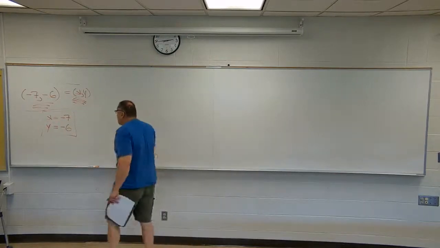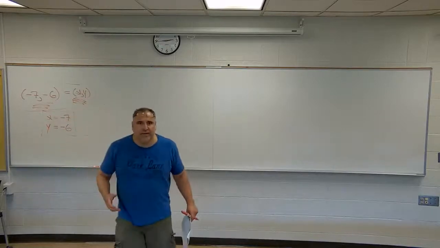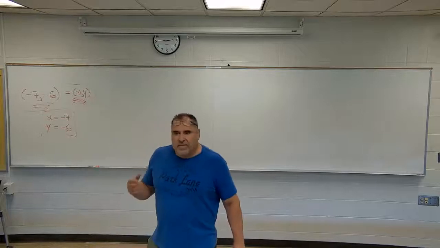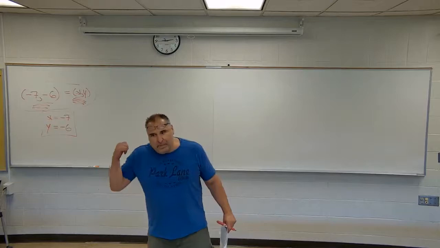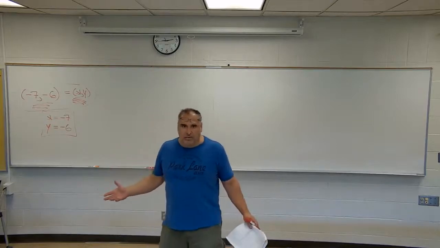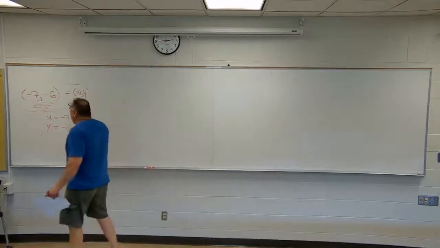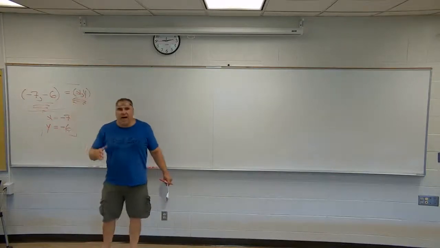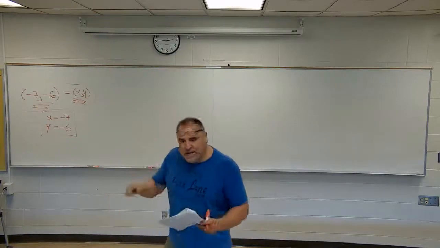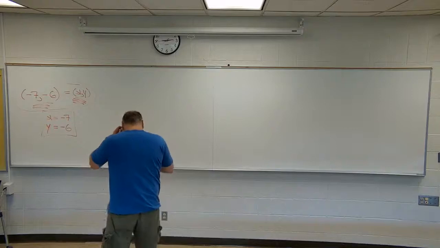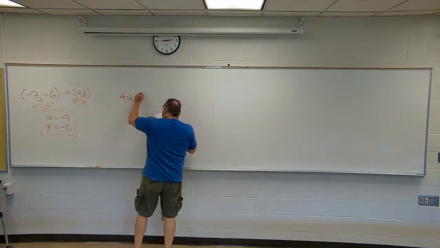I want it passing through this point. I got news for you. There's an infinite number of lines that pass through that point. Of those infinite number of lines, I want specifically the line that is perpendicular to this line and passes through that point. I want the line perpendicular to this line.